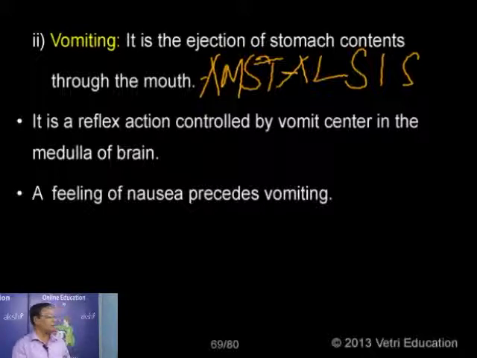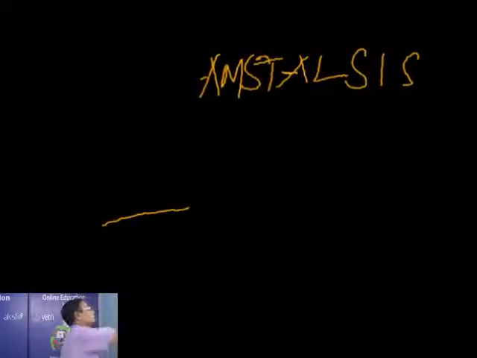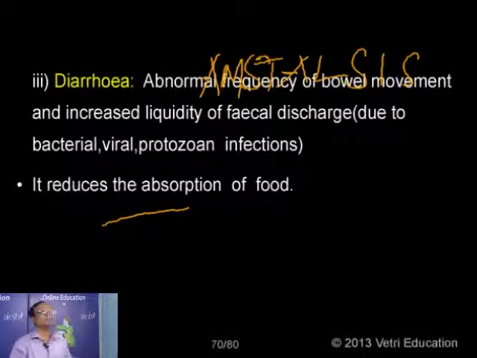Before vomiting, we have a feeling of sickness with an urge to vomit, and that is called nausea. A feeling of sickness with an urge to vomit, but there is no vomiting. So normally a feeling of nausea precedes vomiting. So that is about the vomiting process, a common event. This is because of some irritation or food poisoning, anything we can say.